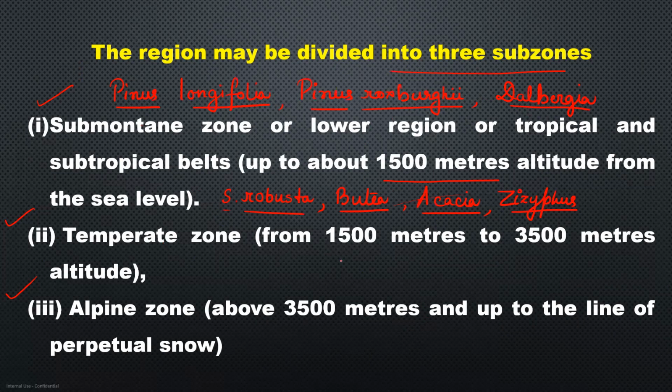Next is the temperate zone. It ranges from 1,500 meters to 3,500 meters in altitude. And the famous plants here are oaks, then poplars, then comes rhododendron, very famous.